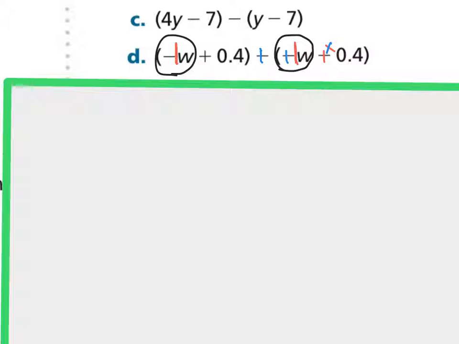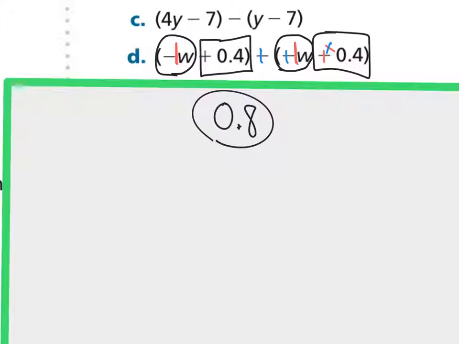So -1W plus 1W, those are actually going to cancel. Just like -1 plus 1 is 0, -1W plus 1W is 0W if you want, but 0 times anything is just 0, so we really don't even need to put that. We can just say those canceled out. And then 4/10 plus 4/10 would be 8/10. So 8/10 would be our answer for part D.